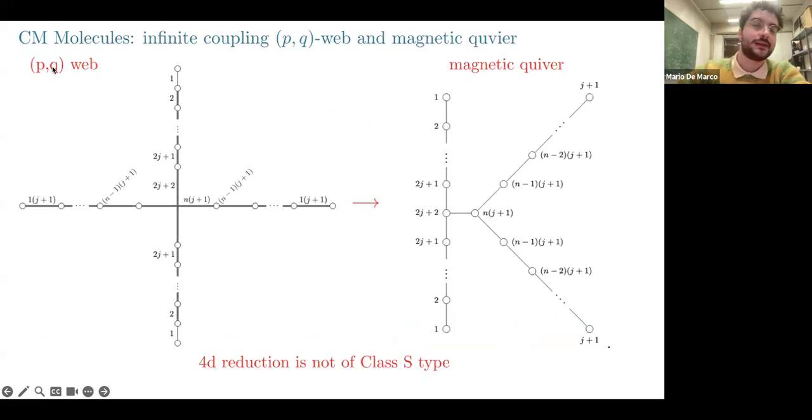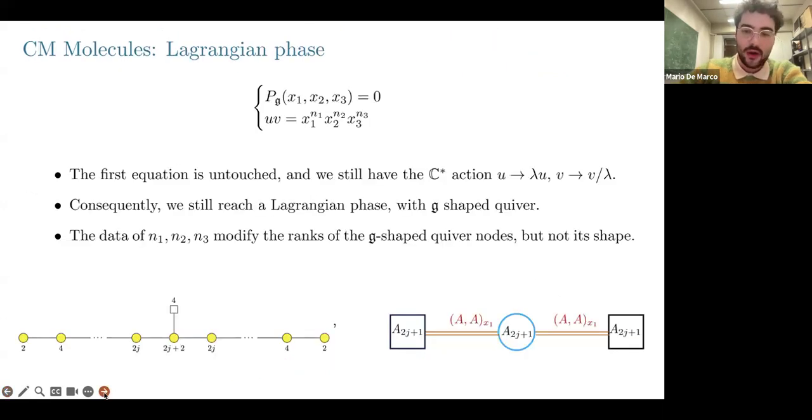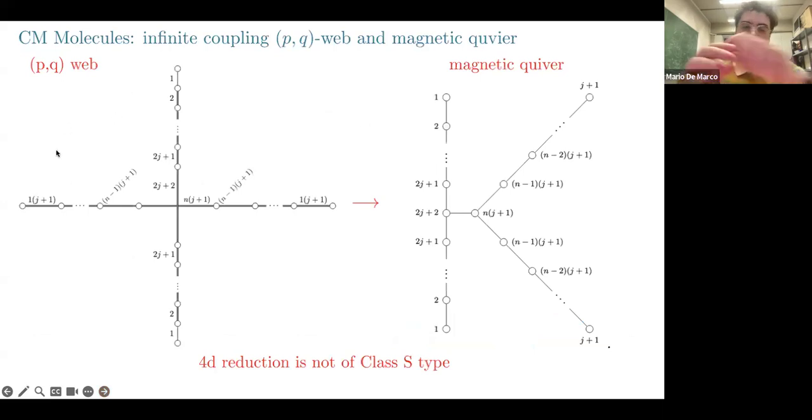And again, one of the most useful features of this Lagrangian phase is that we can use it to get the Pick-Weber realization. So if one plays again the same trick that I showed for the atoms and goes in the Pick-Weber to the infinite coupling limit for many conformal matter molecules, in this case I'm showing the A case in which we just take atoms of type 1 and atoms of type 1, we get this infinite coupling Pick-Weber, and from that we can read the magnetic quiver of the infinite coupling point. And the first surprise is that this infinite coupling magnetic quiver is not of class S type.